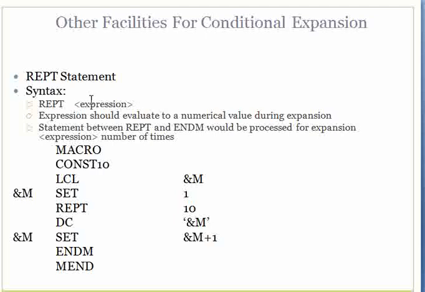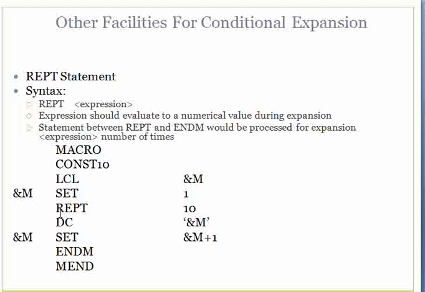Now, the other facility for conditional expansion is the REPT statement in your macro. If you look at this particular macro, you will understand how REPT works. I've got a macro whose name is CONSTANT10. I have declared one expansion time variable of type &M whose initial value is set to 1. Now when we write REPT 10, it means that the block of lines after this REPT and before this MEND line will be repeated 10 times.